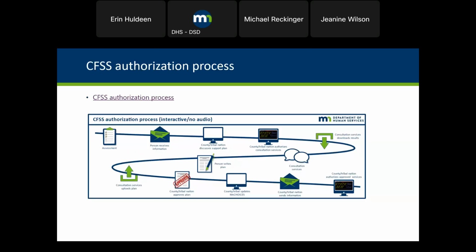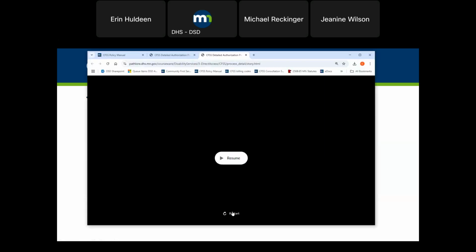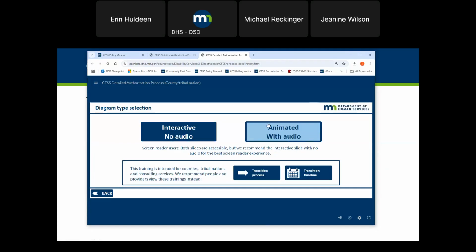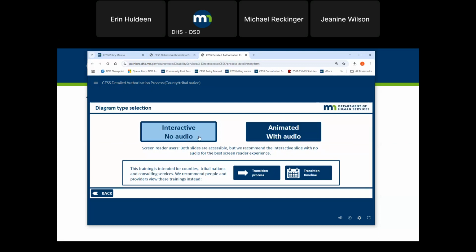So the first thing I want to start with is, what does the CFSS authorization process look like from the time that a person gets assessed to the time that the lead agency enters in the service authorization? And we'll click on this authorization process link here. In here, we have an automated version of what we're going to be looking at with audio. I'm not going to click on that today. Instead, I'm going to click on the one that has no audio, and we'll just talk through it.